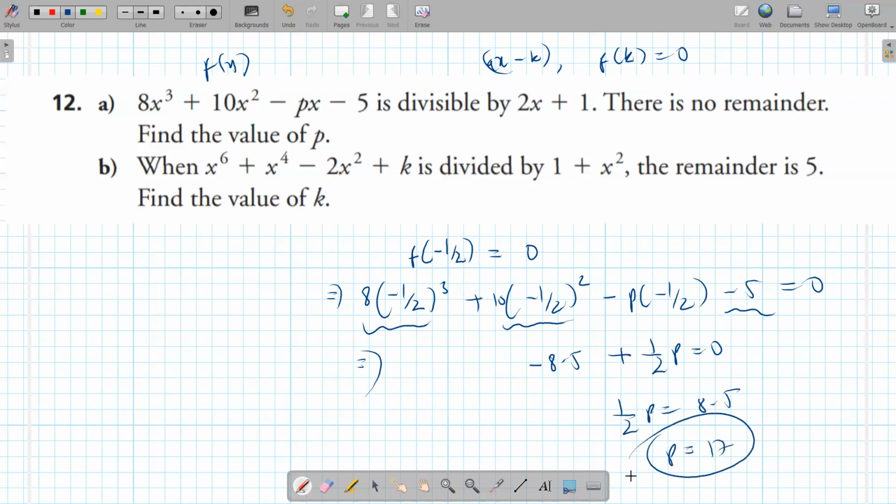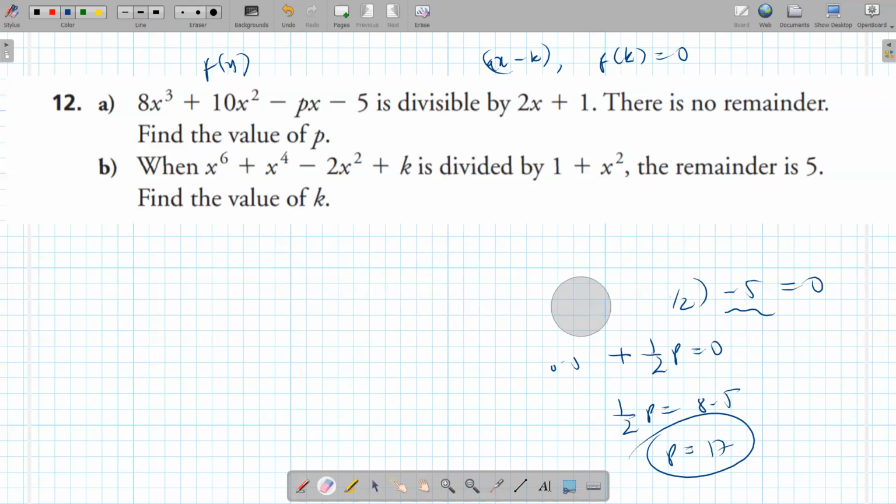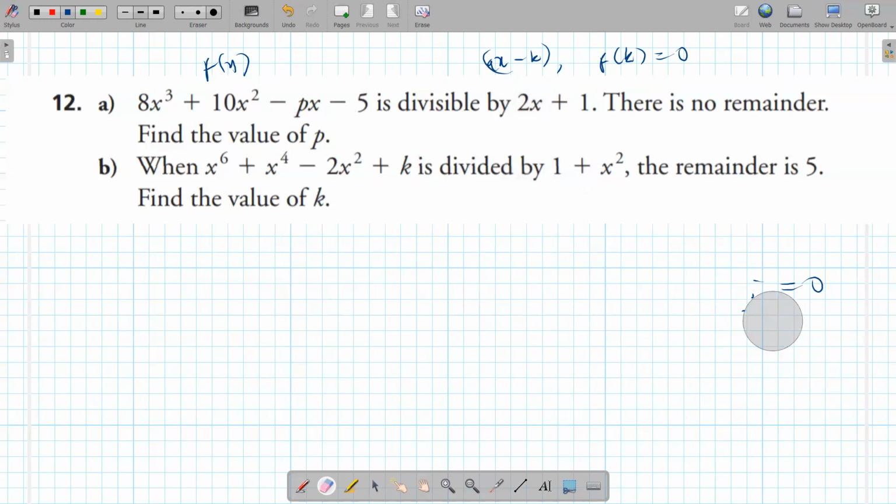Oh, okay. So you plug this as 0, f of k as 0. The next question is a little bit more dicey because notice the divisor is not linear. So we cannot use the remainder theorem because that's explicitly only for linear things. So here we are going to have to do this the old school way of long division, and we're going to see what the k value ends up being.